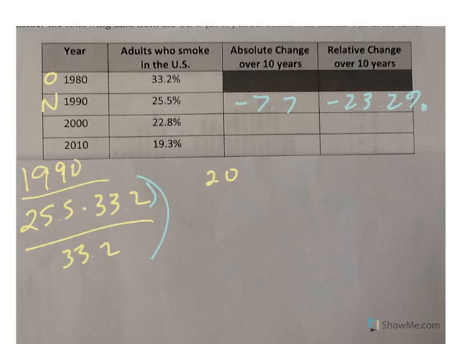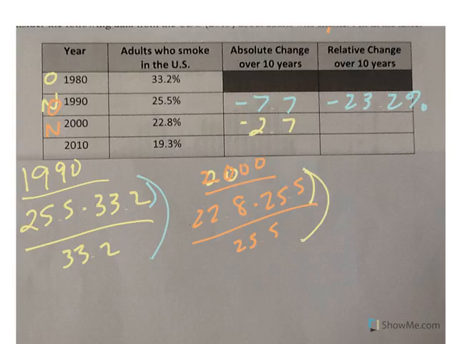And let's go to 2000. Let's change color. 2000. So now 2000 is new, 1990 is old. So 22.8 minus 25.5 divided by 25.5. So first, the numerator gives me negative 2.7. Then when I divide by 25.5, I have negative 10.6%.